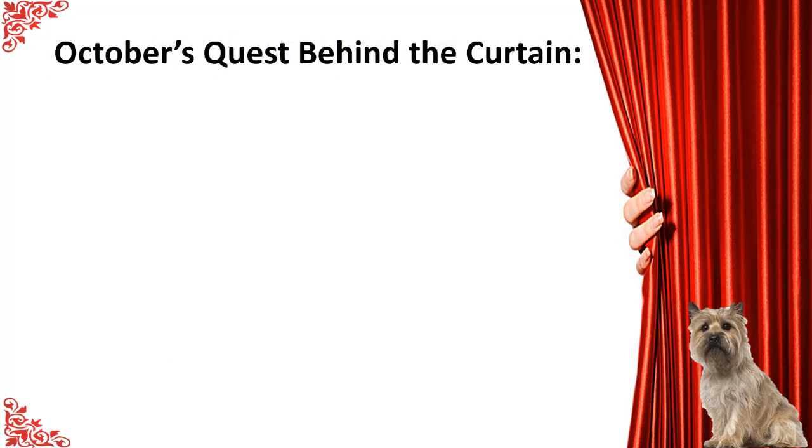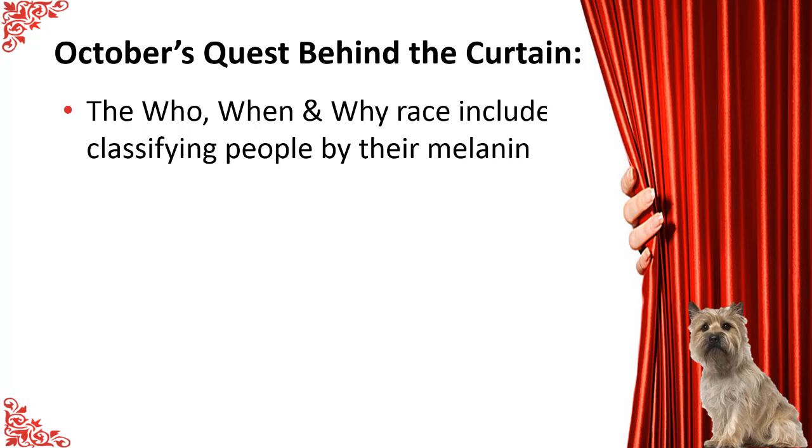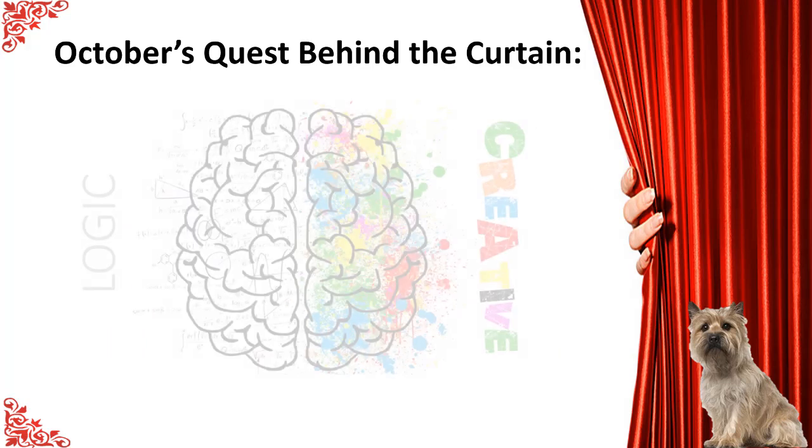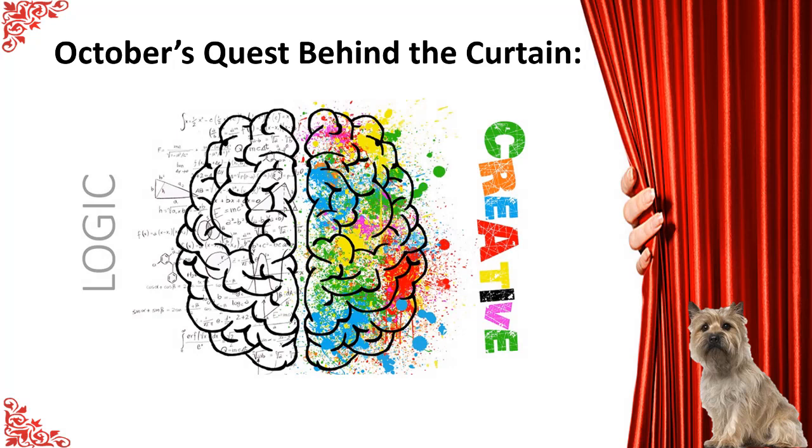This month's Look Behind the Curtain exposes the who, when, and why the usage of the term race included classifying people by their melanin or lack thereof. But for those not familiar with melanin beyond its association with skin color, according to Dr. Laila Afrika, who holds a doctorate in health and nutrition, he states that the pigment melanin is part of the nervous system in the brain and is basically the chemical key to life.